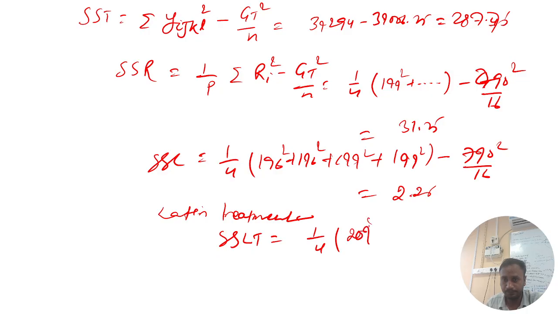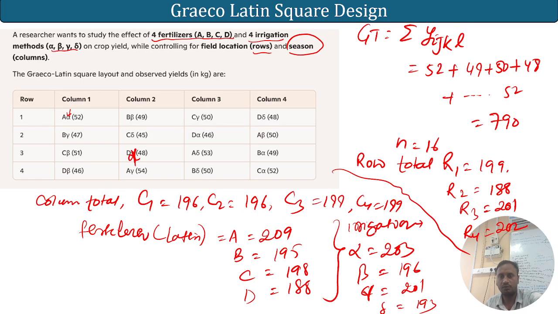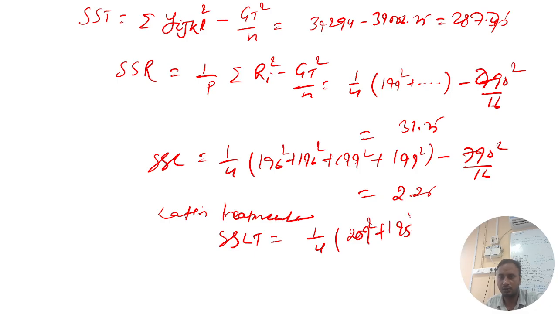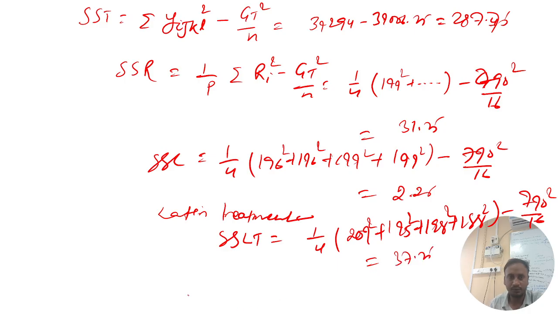209 summation of 105, 10 minus 790.16, 37.25. Now we'll go with the Greek treatment.